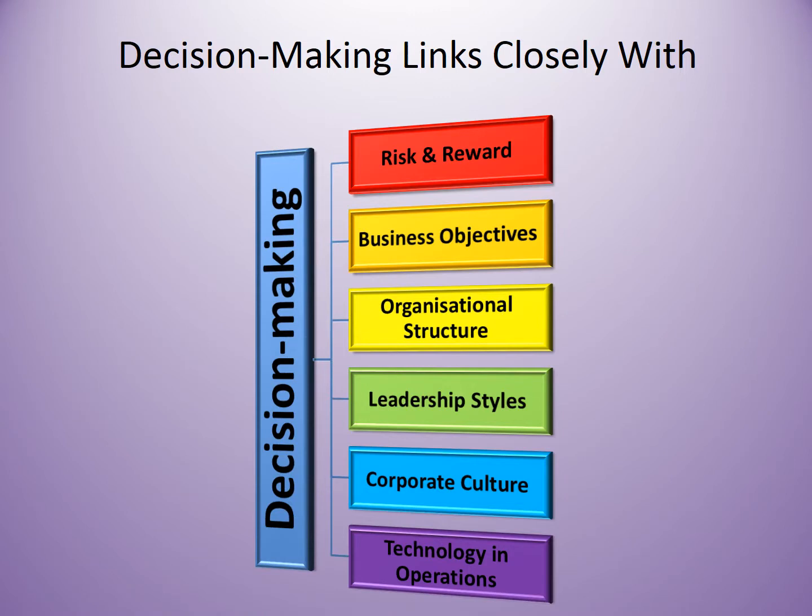Now, if you're looking for links to other parts of the curriculum, then decision making itself actually links to risk and reward. It links to business objectives. So if you look in Unit 1, risk and reward is in Unit 1 as well. Then we've got organizational structure. So that's Unit 1 and also Unit 6, HR. Leadership styles, which we've covered in other videos, Unit 2. Corporate culture, again, HR. And then technology in operations, which is actually the fourth unit that you will look at.